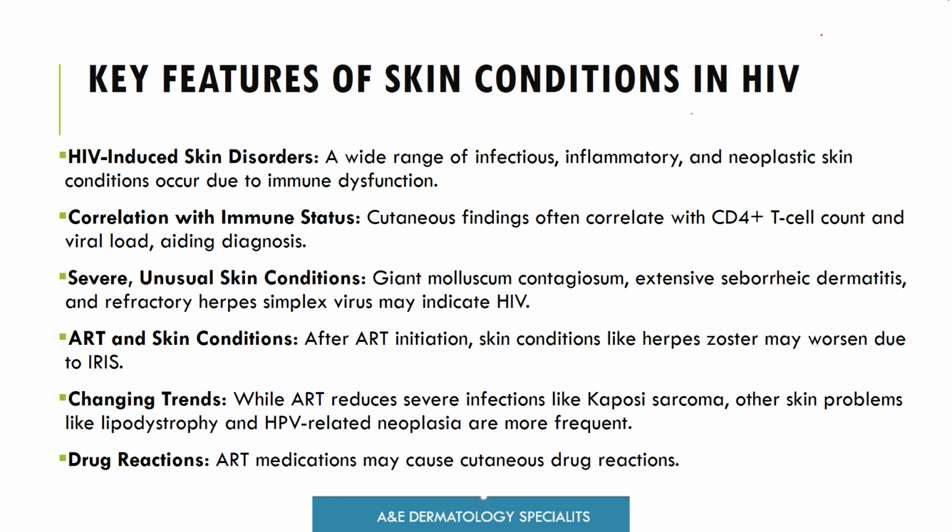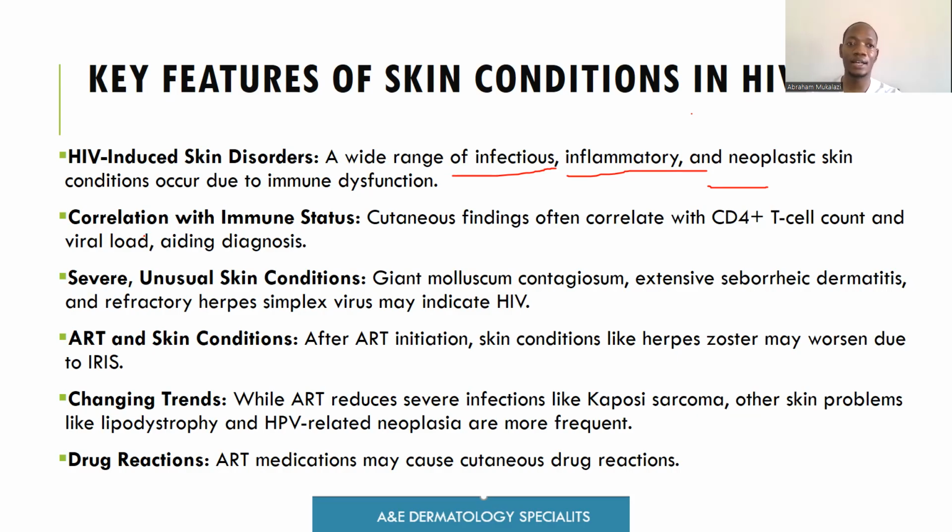Okay, so if we are to continue, now we have key processes that we need to understand when we are talking about HIV. The key feature that we look at here is that HIV itself can induce a very wide range of skin infections, which can be because of opportunistic infections, inflammatory conditions, or even malignant conditions that occur because of the immune dysregulation that comes with HIV.